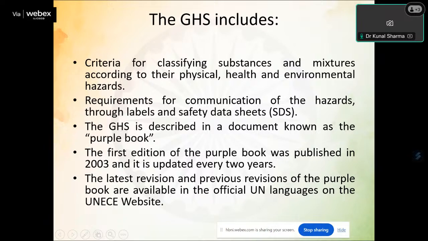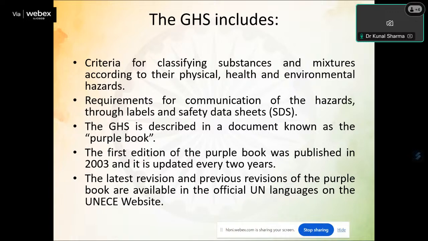What does the GHS include? It includes criteria for classifying substances and mixtures according to their physical and environmental hazards, because these are the parameters which will tell whether the chemical is hazardous or not and what the impact on the environment will be. Requirements for communication of the hazards through labels and safety data sheets are in GHS. It is described in a document known as the Purple Book. There are a certain number of books: Purple Book, Red Book, Yellow Book. But for GHS, it is the Purple Book, which describes all the classification of chemicals. The first edition of the Purple Book was published in 2003, two decades ago, and it is updated every 2 years. The latest revision and previous revisions of the Purple Book are available in the official UN languages on the UNECE website. So you can easily get this material from the website.